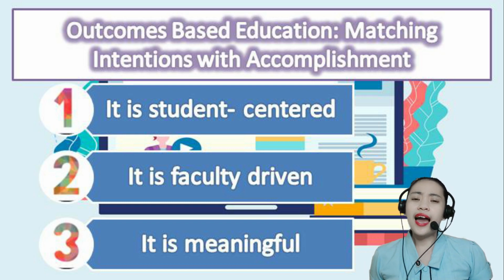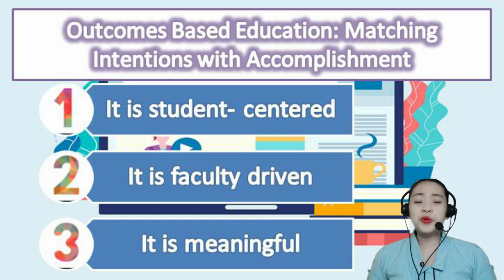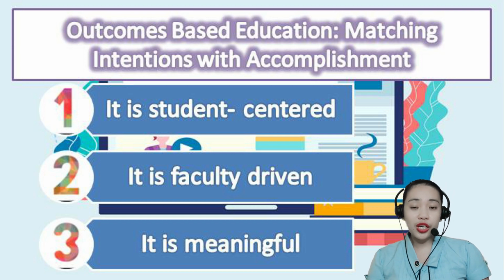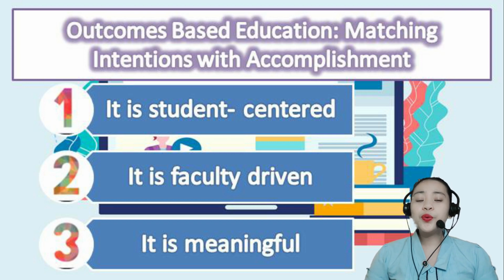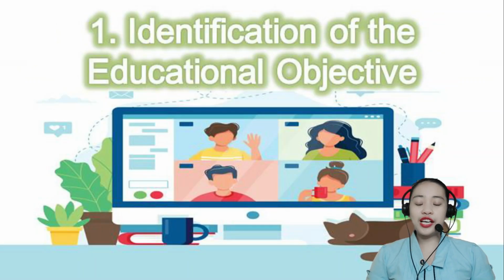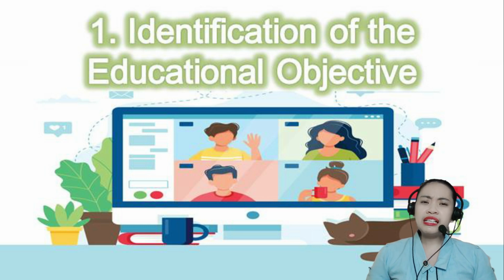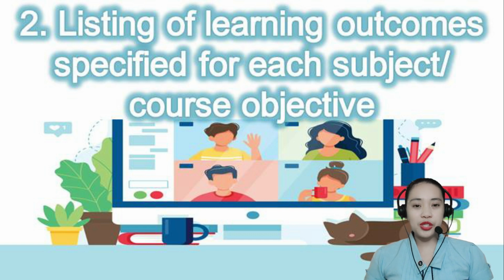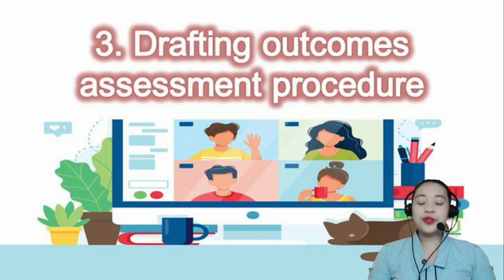Now, the question is, how are we going to implement outcomes-based education? To implement outcomes-based education on the subject or course level, the following procedures are recommended. First, identification of the educational objectives of the subject or course. Of course, you need to identify your objectives. Second, listing of learning outcomes specified for each subject or course objective. And third, you are going to draft outcomes assessment procedure.